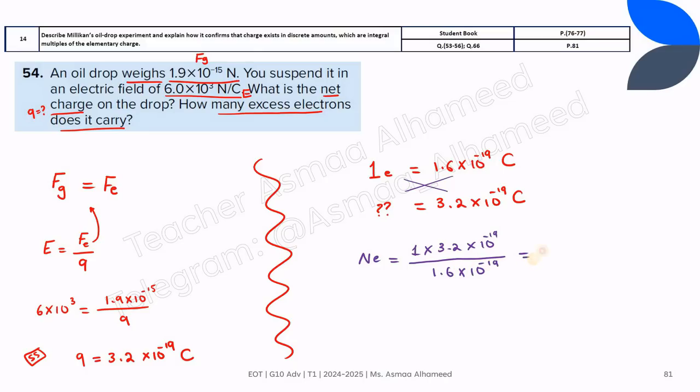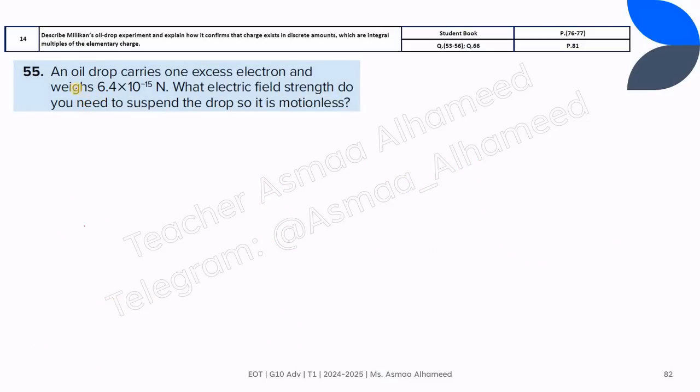So the answer will be exactly 2 electrons, because you cannot have 1/2 or 3/4 or 0.7 electron in nature. Here is another question. An oil drop carries 1 excess electron and is weighing this much, so this is Fg. What electric field strength do you need to suspend the drop so that it is motionless?